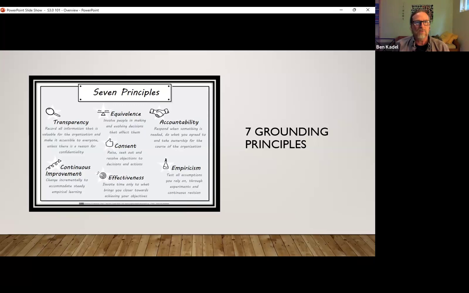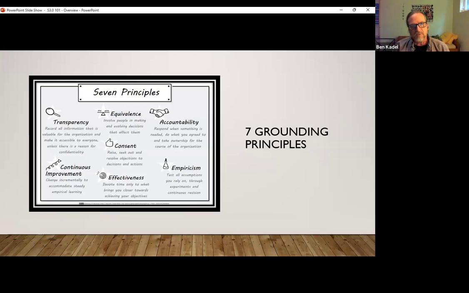You can't really do any of this if information isn't readily available. If you don't know what information needs to be considered in making those decisions, and if people aren't sharing transparently their perspectives on those decisions. So equivalence and consent are the core, and then accountability and transparency are the supports that allow those decisions to actually move forward.